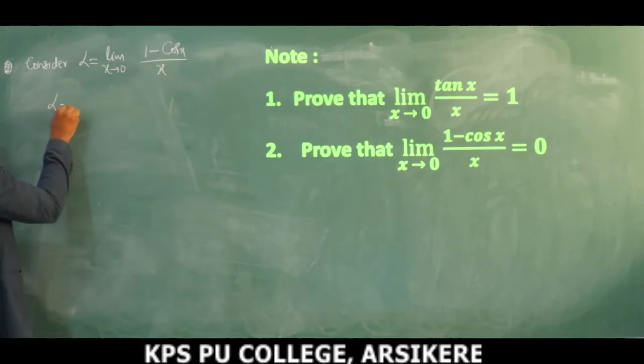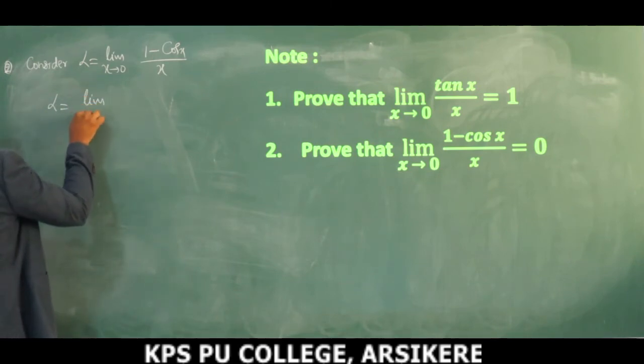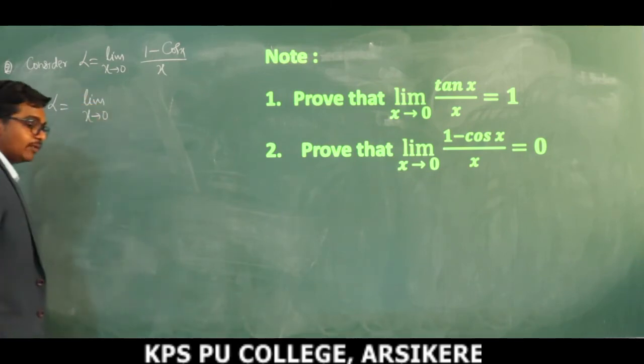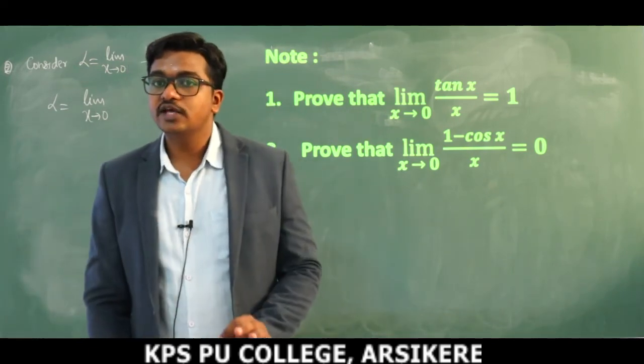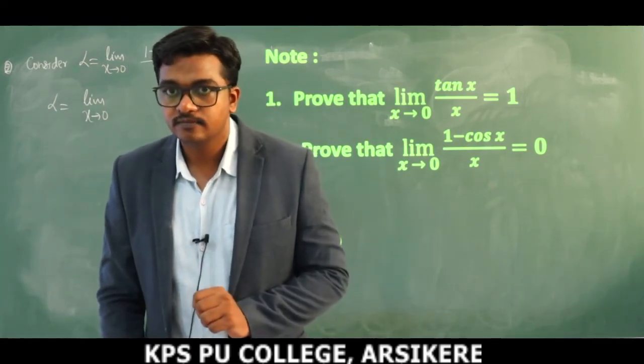This becomes L is equal to limit as x tends to 0 of, just remember the formula for cos of 2x. For cos of 2x we have four formulas, right?